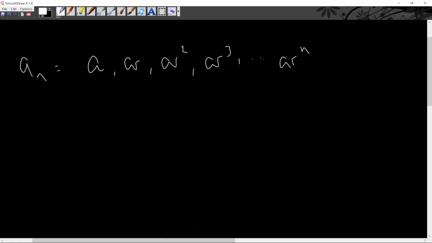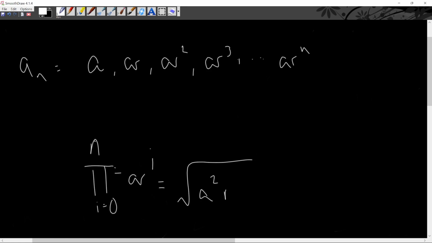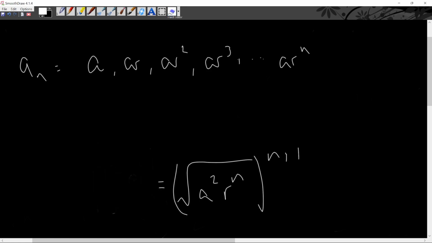And again, you can do the same type of product. This is the product starting from i equals 0 up to n of a r to the i. So, it's going to be a r to the 0 times a r to the 1 times a r to the 2 times a r to the 3, and so on, which is equal to the square root of a squared times r to the n plus 1th power. But, not really necessary for us.